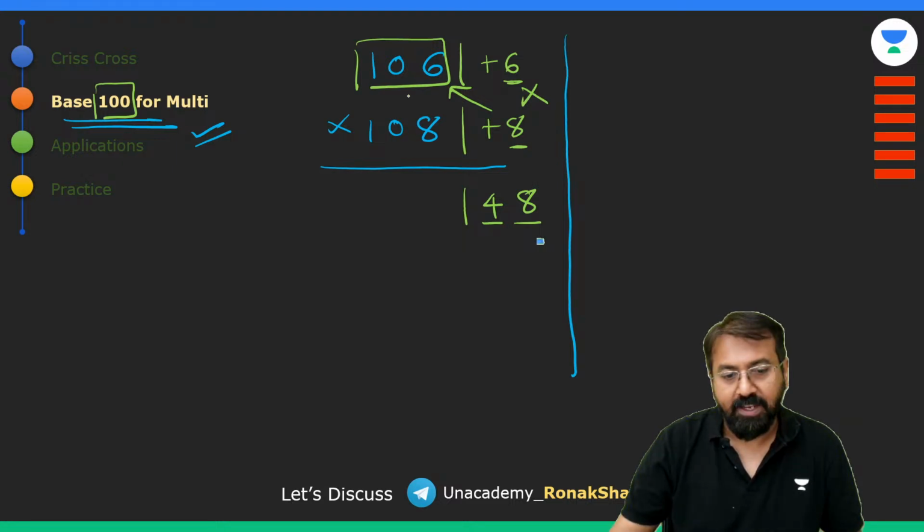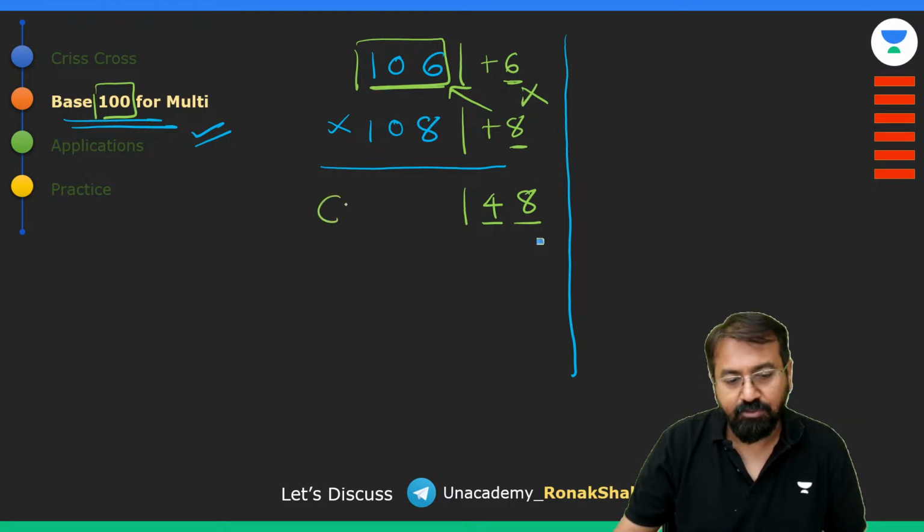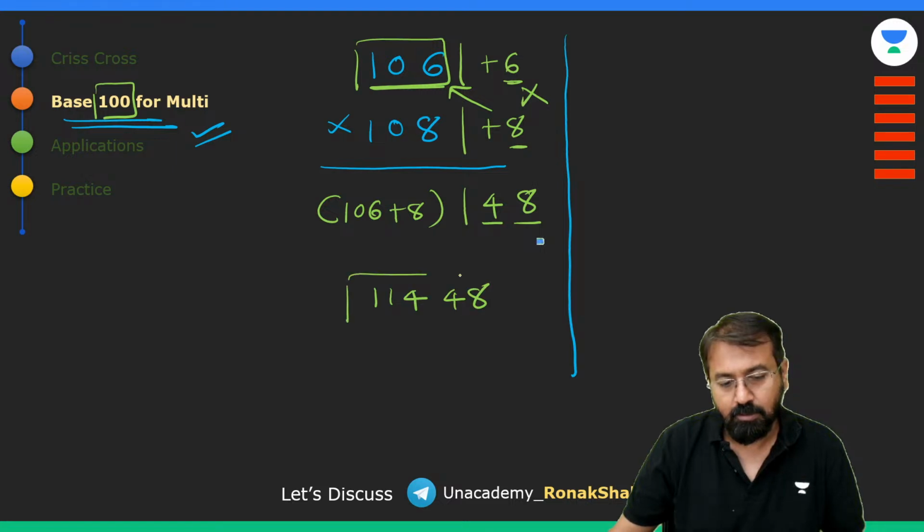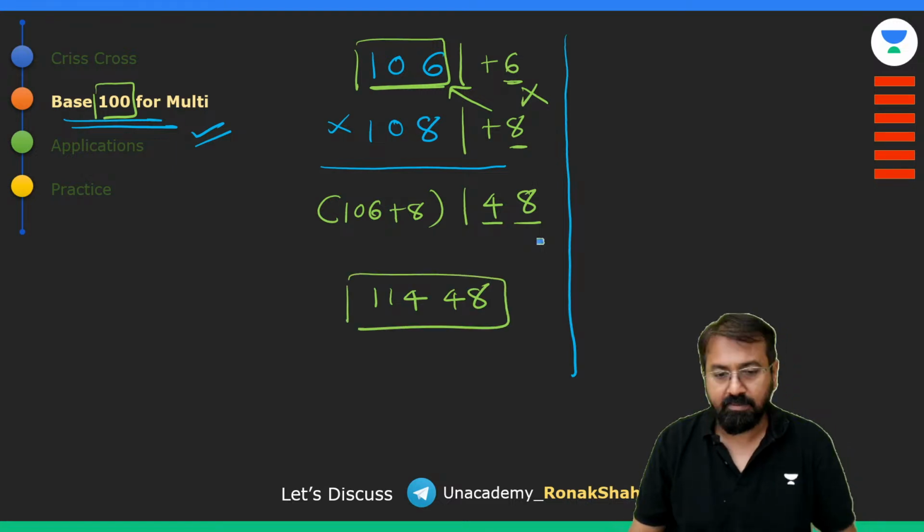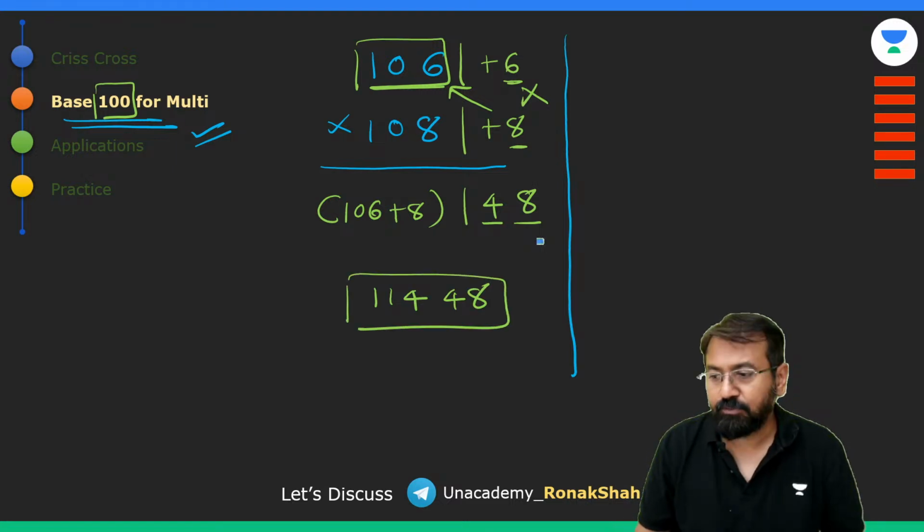Okay, fine. So 106 plus 8. So it's going to be 11448. Yep, everyone, it's 11448.